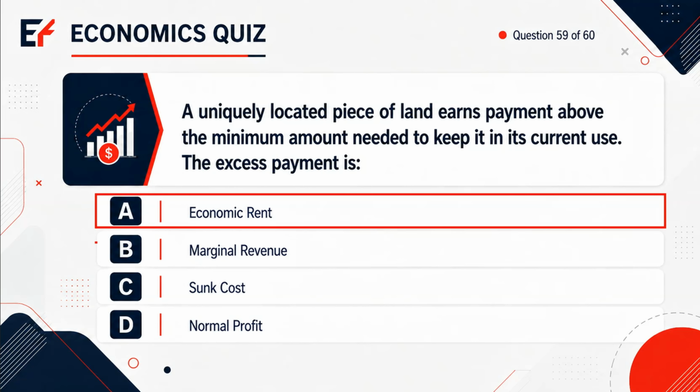Option B is incorrect because marginal revenue is the additional revenue earned from selling one more unit. Option C is incorrect because a sunk cost is a past cost that cannot be recovered through a current decision. Option D is incorrect because normal profit is the minimum return needed to keep an entrepreneur's resources in their current use.